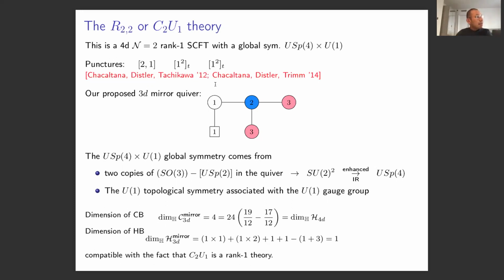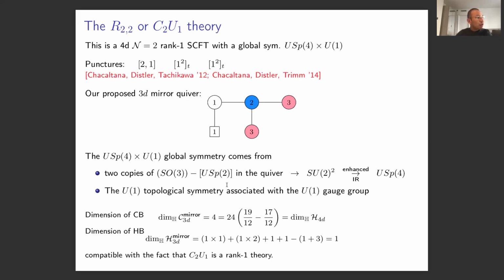Okay, this is the puncture. Again, I'm not going through the details. The proposed mirror quiver can be done as before. Now you have these 2 copies of SO(3) USp(2). So you expect an SU(2) squared symmetry, and the SU(2) squared symmetry enhances to USp(4). And on top of this, you also have a topological symmetry coming from here, and this gives rise to USp(4) times U(1), okay?